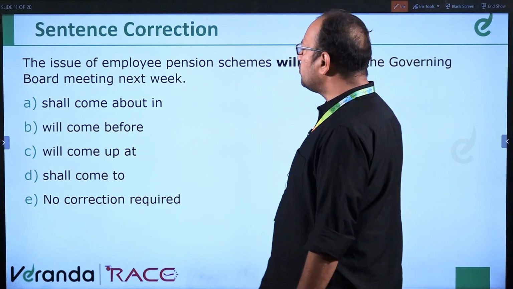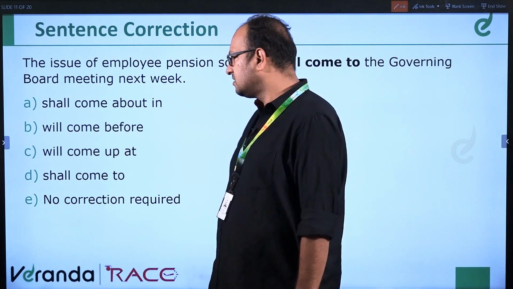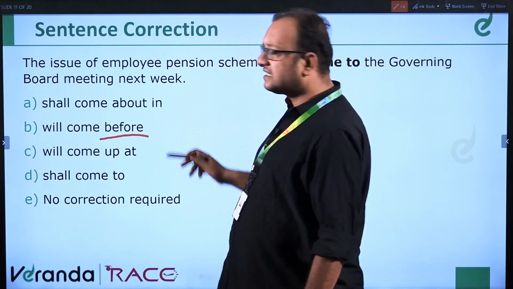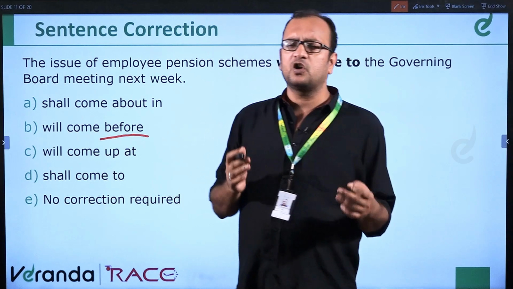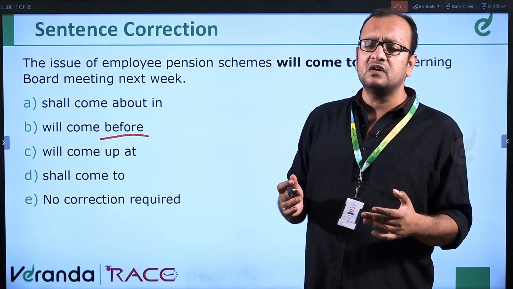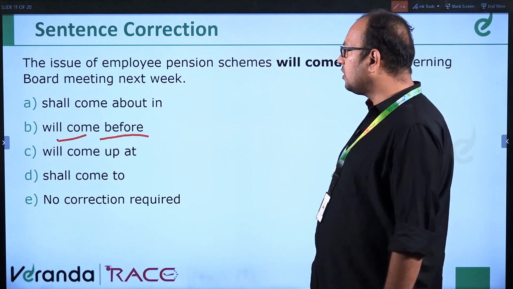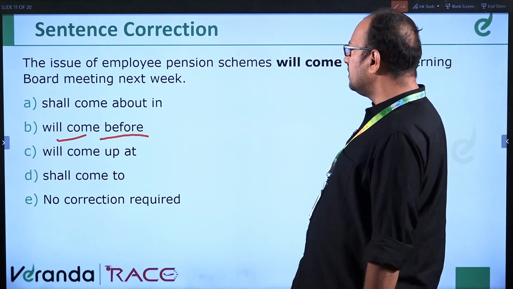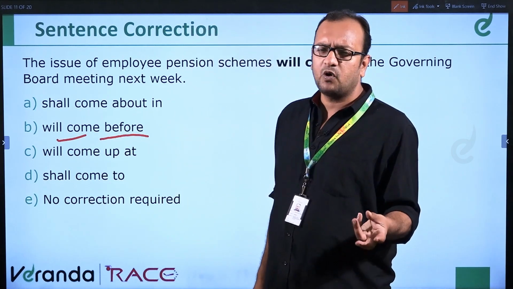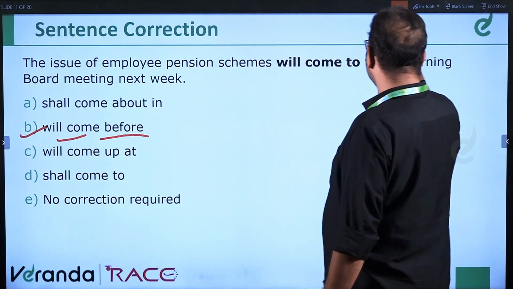Next question. The issue of employee pension schemes will come to the governing board meeting next week. Will come to or will come before? Before is like a proposal or a proposition or a premise is brought before someone, before a governing body, before an authority. That's the correct statement. Will come before. So the issue of employee pension schemes will come before the governing board next week. Coming before something means it is brought to its jurisdiction. So this will be the correct answer. Clear?